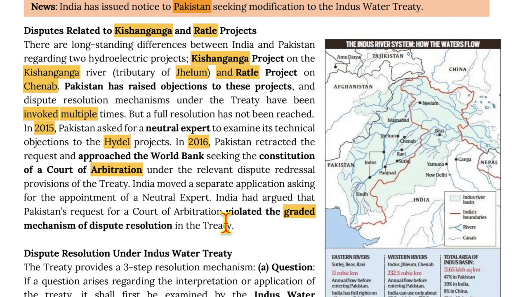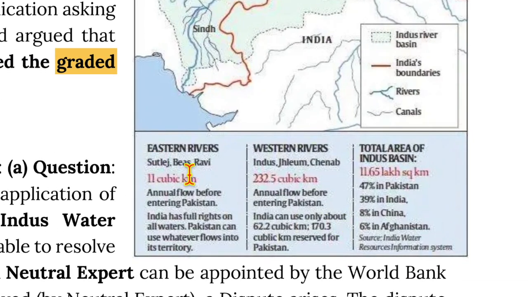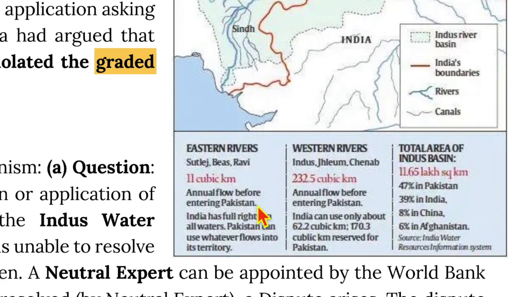Moving on to dispute resolution under the treaty. Now let's quickly look at the eastern rivers. Eastern rivers are Satluj, Bias, Ravi, and western rivers are Indus, Jhelum, and Chenab. And annual flow before entering, India can use only about 62.2 cubic kilometers, and India has full right on the waters of eastern rivers. So eastern rivers, India has full right, and for the western rivers, there is a limit assigned to it. And 39% of the total area of Indus Basin lies in India, 47% is in Pakistan, 8% is in China, and 6% is in Afghanistan.